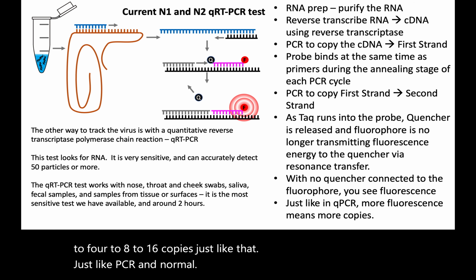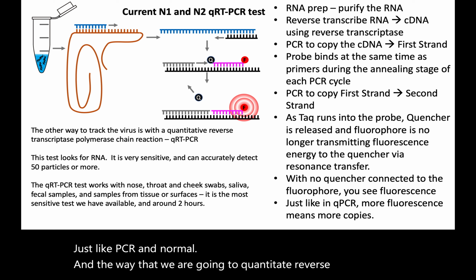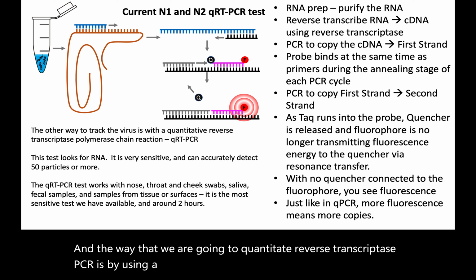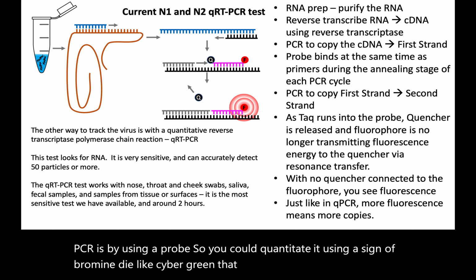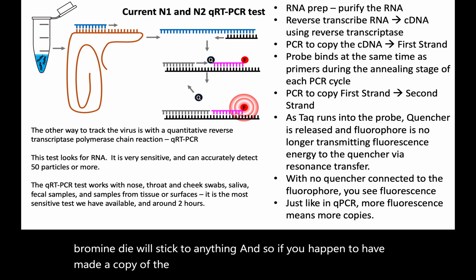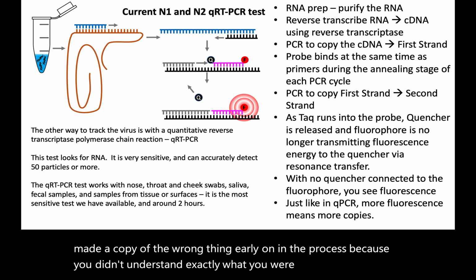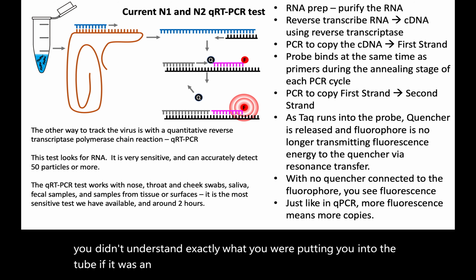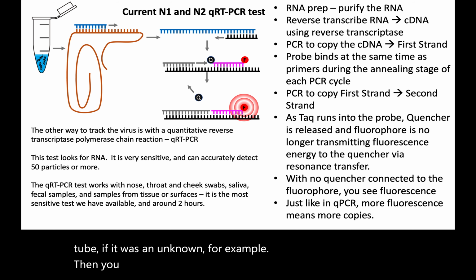And the way that we're going to quantitate reverse transcriptase PCR is by using a probe. So you could quantitate it using a cyanine dye like SYBR Green. That does work. But the cyanine dye will stick to anything. And so if you happen to have made a copy of the wrong thing early on in the process because you didn't understand exactly what you were putting into the tube, if it was an unknown, for example, then you can show amplification, but it will be amplifying the wrong thing.